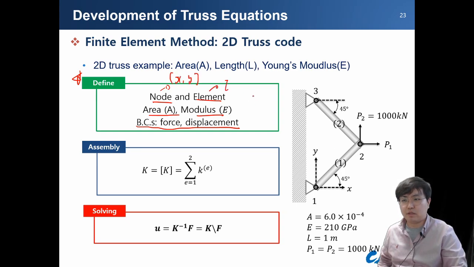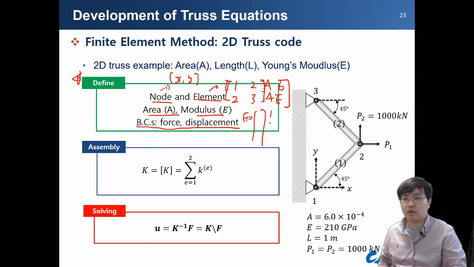The first element has the first and second node, and in the second element the second node and third node are connected to each other. That is the connectivity information. The element must contain connectivity information, and each element has a specific cross-section area and Young's modulus, so you should add the material properties to each element. And then the boundary condition or forces vector, you should define the forces vectors.